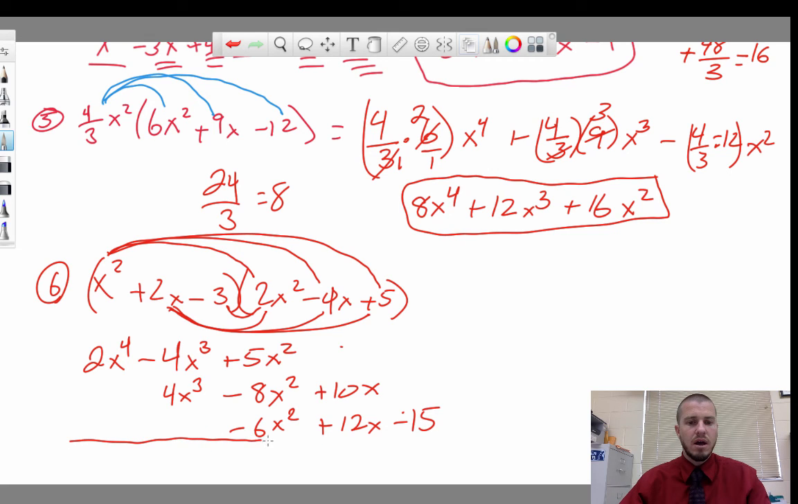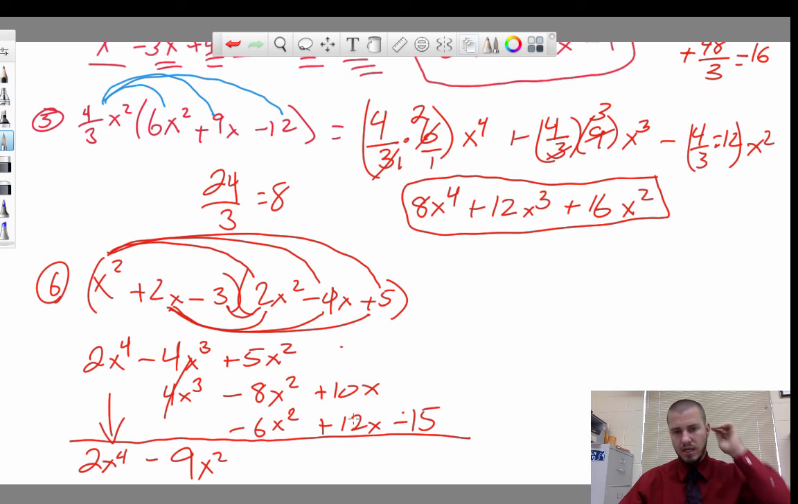And now, when you combine them, everything lines up. 2x to the 4th minus, these cancel out actually. So this combines to be negative 9x squared. These two combine to be positive 22x and minus 15.